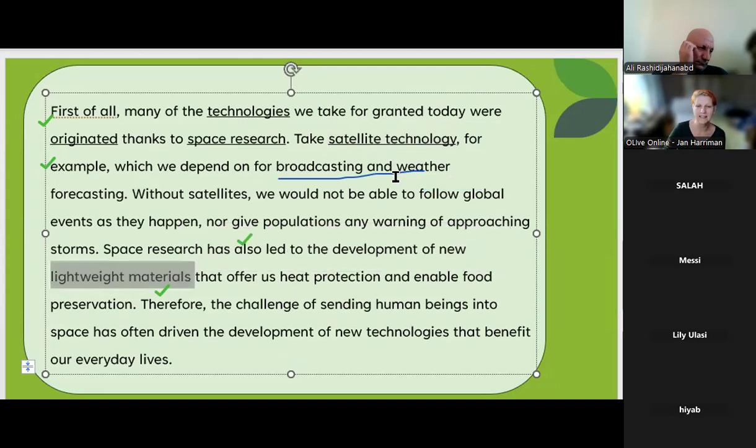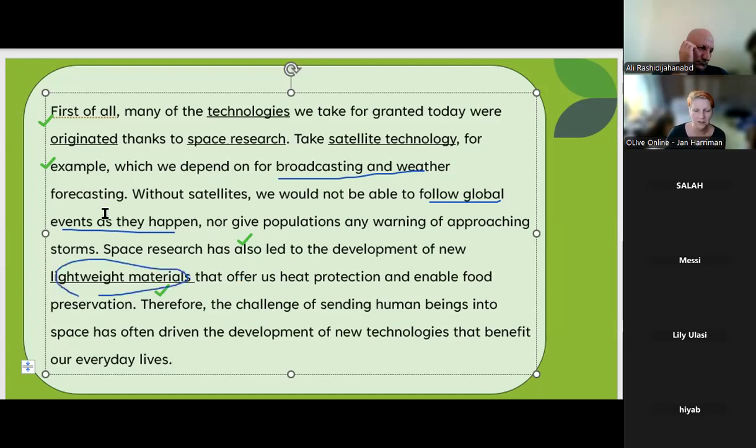Okay, broadcasting weather is an example of the use of satellite technology. So why is satellite technology important? Because of broadcasting the weather, for weather forecasting and communication, right? Weather forecasting and communication. Right. Look at those great examples.